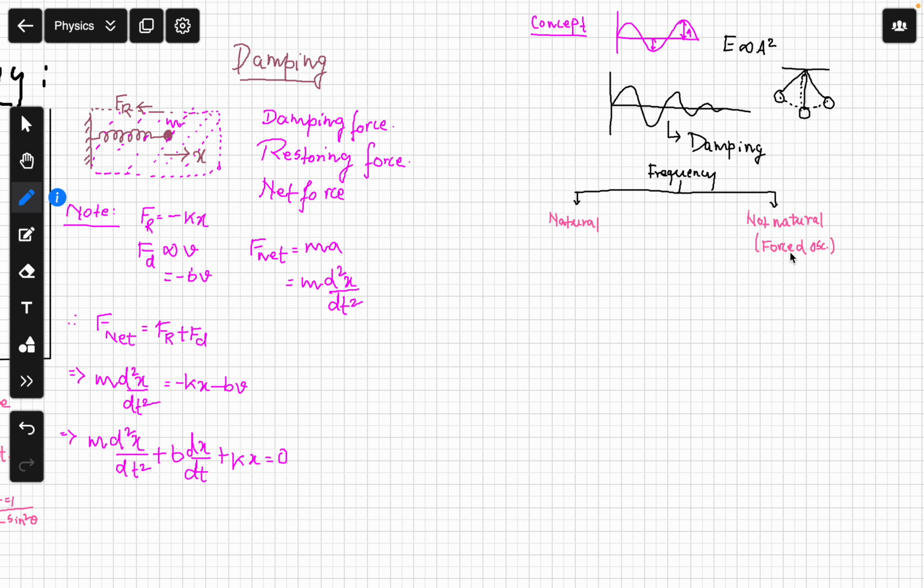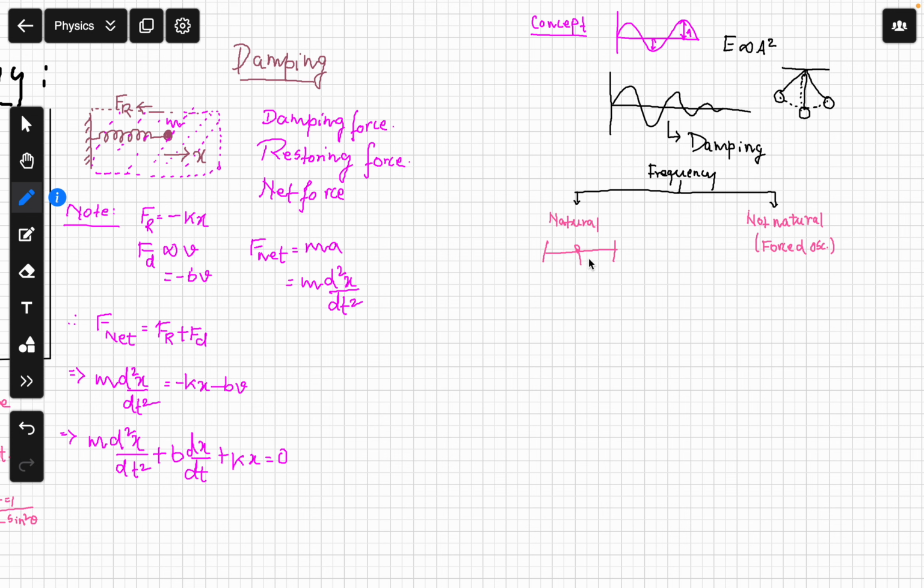So if you're talking about a swing, you see that as soon as it comes to one extreme position, you again push it, and you keep on pushing it. You are giving an external force every time. So that's not the natural frequency with which it vibrates. But imagine a string here. If you pluck the string only once, and you pluck it and leave it, then it will keep on vibrating.